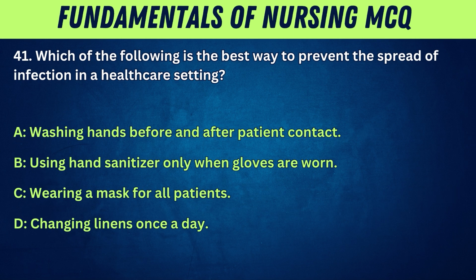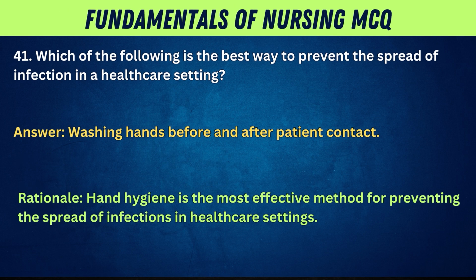41. Which of the following is the best way to prevent the spread of infection in a healthcare setting? A. Washing hands before and after patient contact. B. Using hand sanitizer only when gloves are worn. C. Wearing a mask for all patients. D. Changing linens once a day. Answer: Washing hands before and after patient contact. Rationale: Hand hygiene is the most effective method for preventing the spread of infections in healthcare settings.